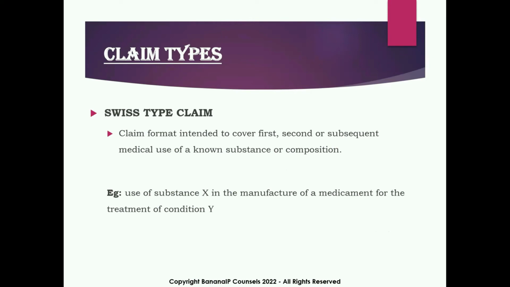The next type of claim is the Swiss type claim. This type of claim format is basically to cover the first, second, or subsequent medical use of a known substance or composition. So if you have a known substance and you're talking about the use of it, and your claim covers a different use of a known substance, that type of claim is called a Swiss type claim. We have explained it with an example: use of a substance X in the manufacture of a medicament for the treatment of condition Y. So this is basically a use of a known substance.